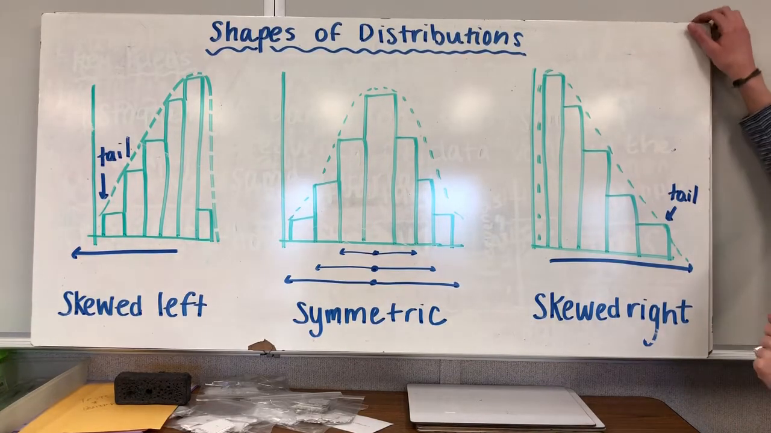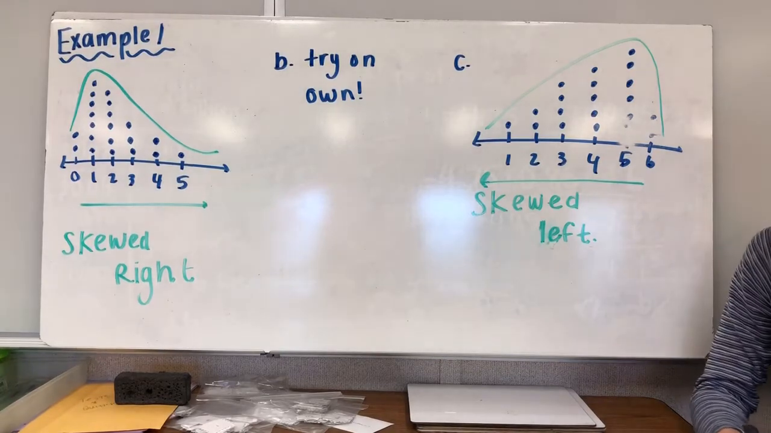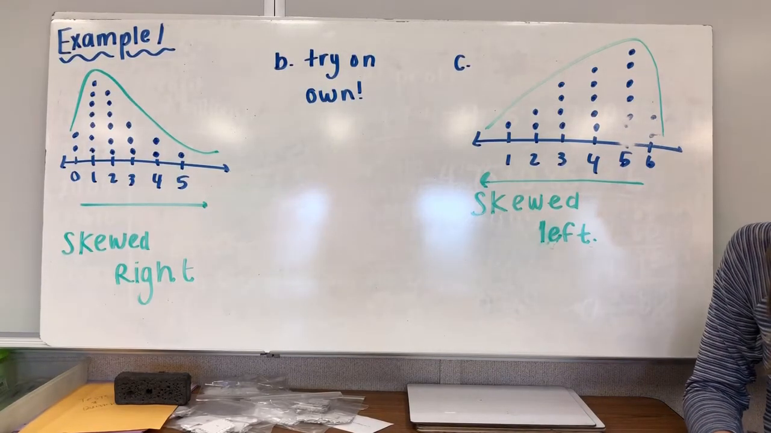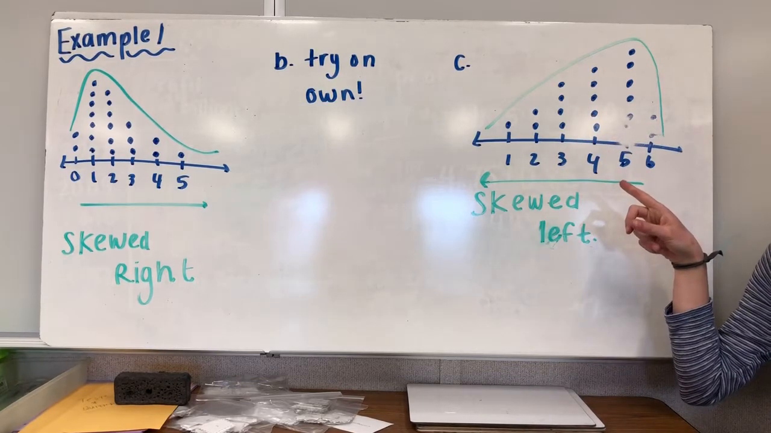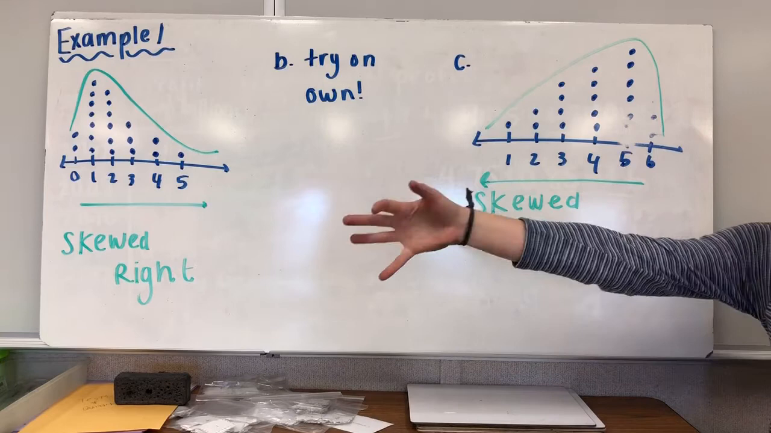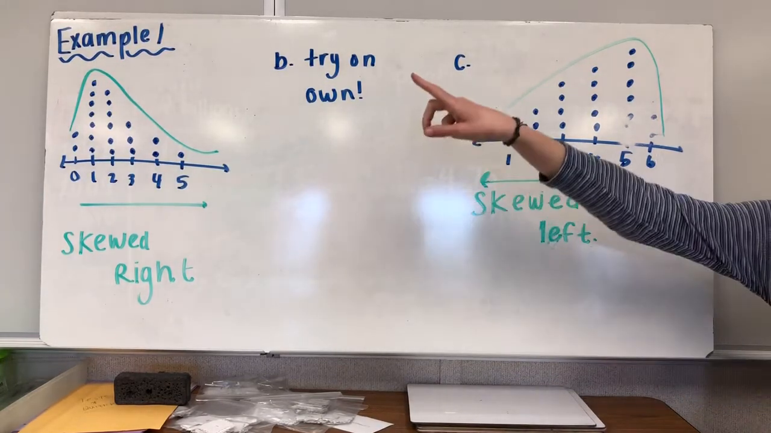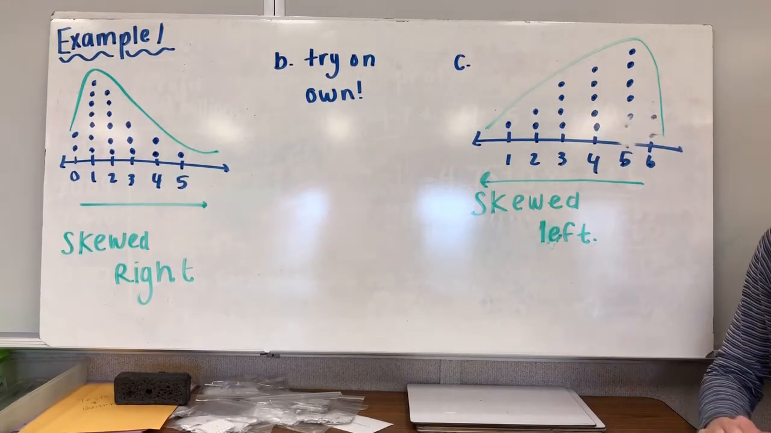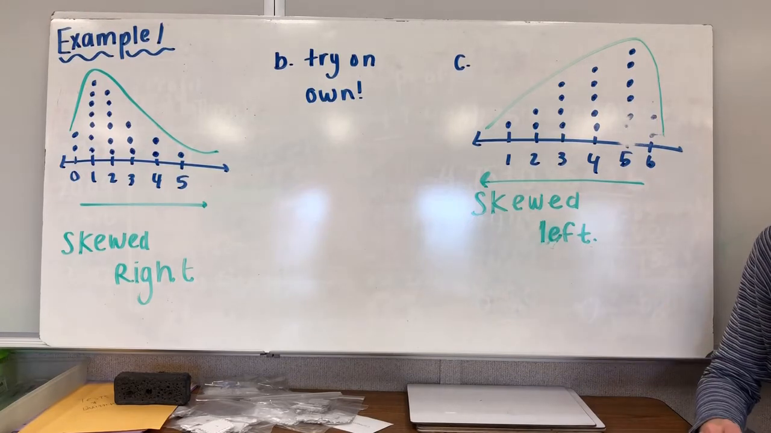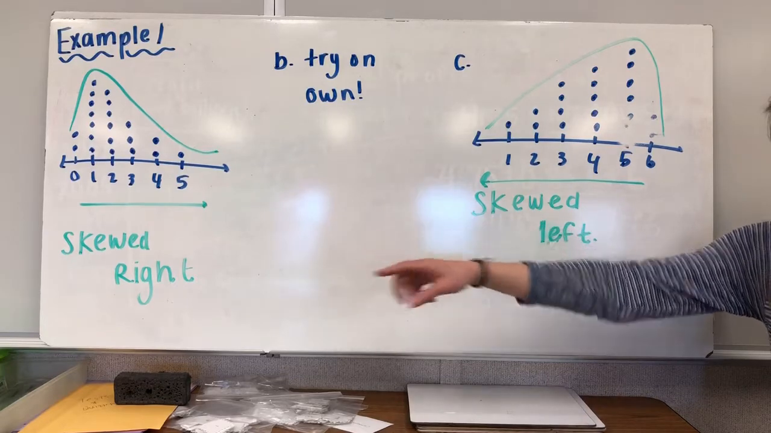Let's try two examples. Example 1 gives you the daily snowfall amounts. What I did first is draw a nice smooth curve over it. Now it looks like on the right I'm taking the tail and pulling it to the right. Since the tail is extending on the right, that's skewed right. Most of the data is on the left, which also helps me see that it is skewed right.